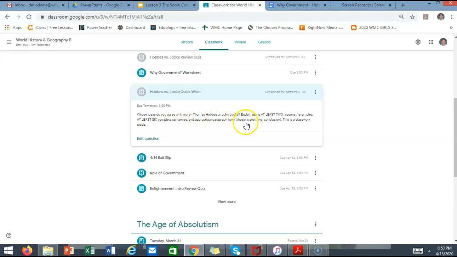So your first sentence is the thesis that clearly states which person you agree with. Use transitions. My first example, first, also, another, my last example. Use those words and phrases to connect ideas. And then your last sentence should be a conclusion, which just restates what your claim is, Hobbes or Locke. This is a classwork grade. Again, it is due 3 p.m.